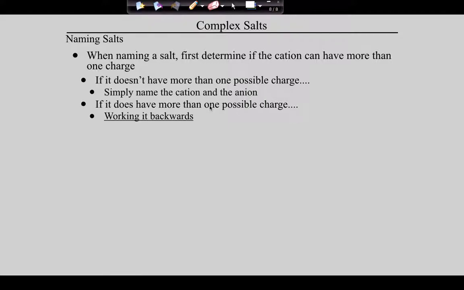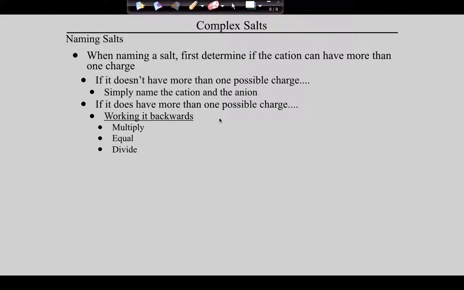Now, what if it does have more than one possible charge? Well, if that's the case, you need to figure out what the Roman numeral is. And the way to do that is through a process called working it backwards. The working it backwards process is a 3-step mathematical process. It involves multiplication, then it involves a process of setting something equal, and then it involves a division. And of course, I'll show you what this means in a minute. Right now, just write it down.